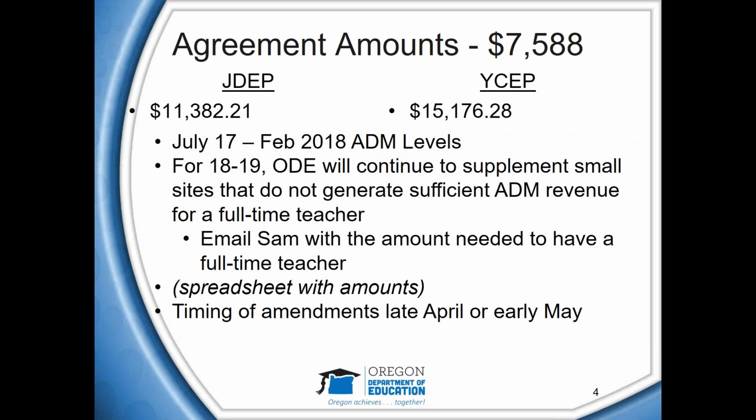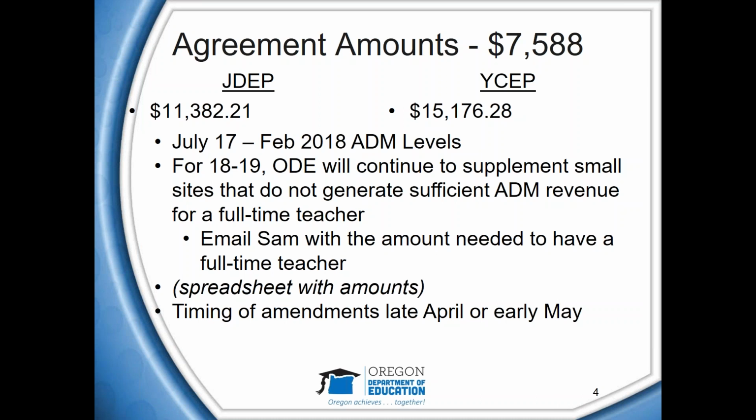Okay, so for the 18-19 amounts, JDEP is funded at $11,382.21 per ADM. YCEP is funded at $15,176.28. And we're using the July through February ADM levels.